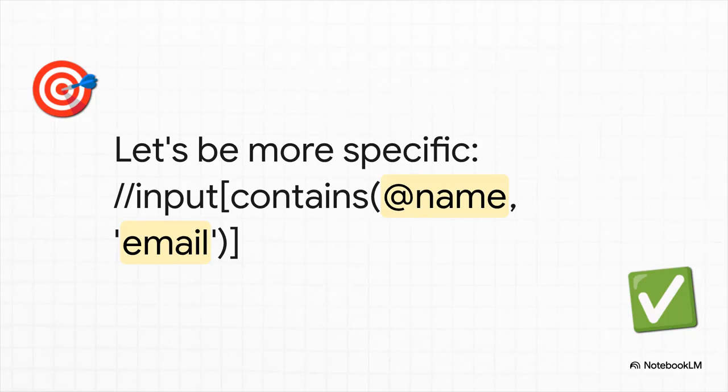So back to the drawing board. We need to refine our search. Let's zero in on that more specific text we spotted earlier, email. So our new, much more precise XPath is //input[contains(@name,'email')]. And when we test that one, bingo, 1 of 1. We found our element and only our element. Now that is a reliable locator we can actually build a test around.